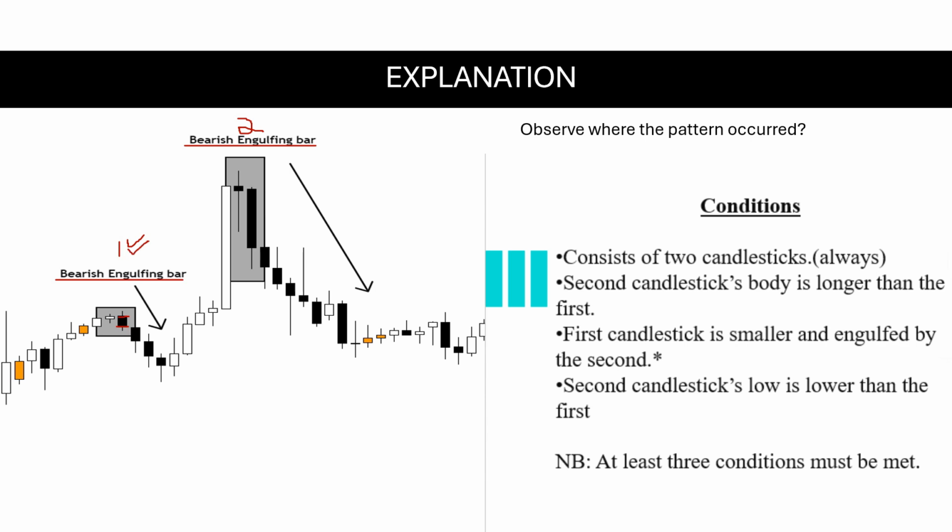And then the other one: remember there's a low and a high. Its low is lower than the first one. The low is here, and the high is here, the low of the first one and the high of the first one. So you can see that the low of the second candlestick is lower than the first one. So the third condition is met.